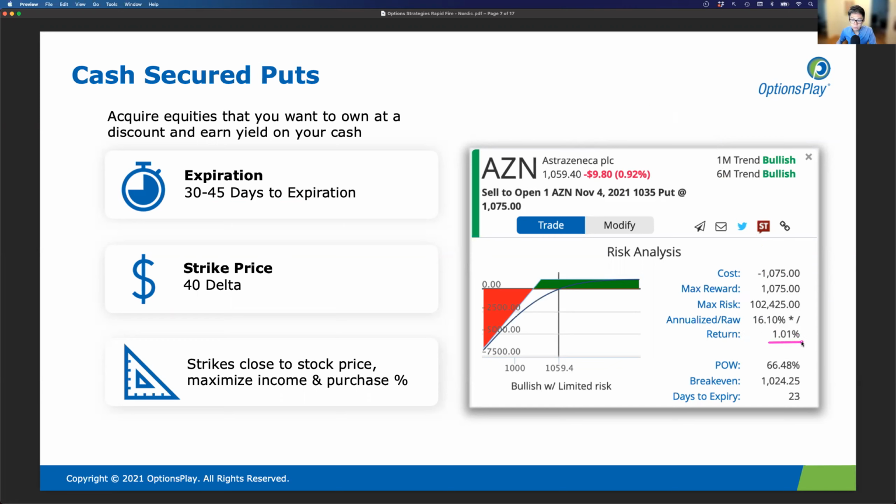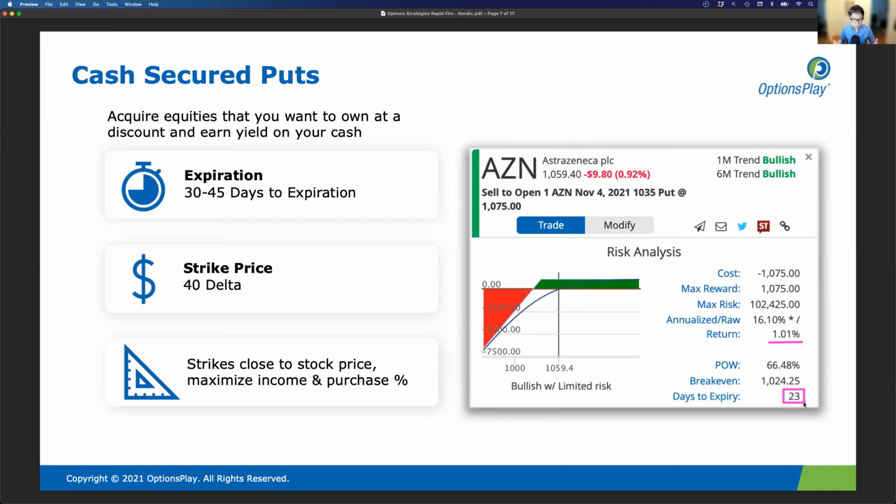Now, this is a 1% discount in just 23 days, which means that if this put option expires worthless, meaning the stock does not decline to 1035 by expiration, I keep the 1,075 and I can potentially sell another cash secured put again. Depending on where the prices are, maybe the stock has moved a little higher, so I'll choose a slightly higher strike price.